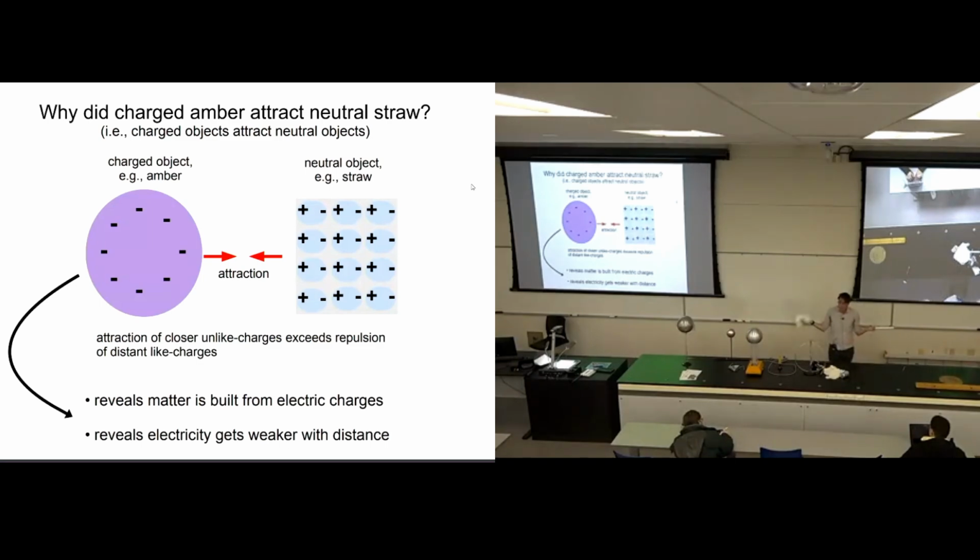And that's electrical attraction of a charged object with a neutral object. And that is proving, right? That's an easy experiment. You can go home tonight and do it in your kitchen. It's an easy experiment, but it proves that matter is made up of electrical building blocks, and it proves that the electrical force gets weaker with distance.